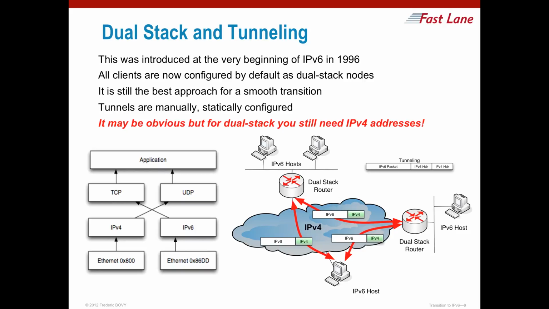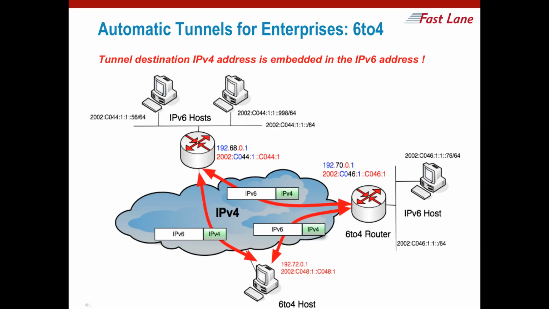So the first solution for transitioning, proposed in '96, was to use static tunnels with dual stack routers. So it permitted to develop the 6-bone, but it was not very scalable, and in no way was it possible for a service provider to develop it to provide a large-scale IPv6 service. So then we have seen automatic tunnels coming up.